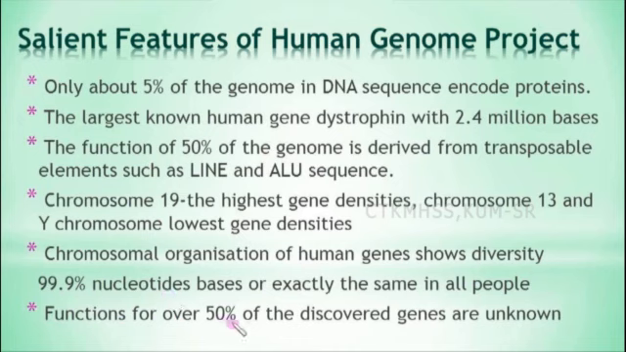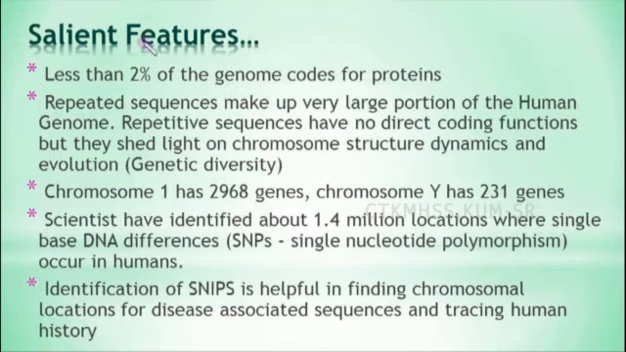Functions for over 50% of the discovered genes are unknown. So only 50% of the functions are known. The functions of the remaining 50% of the genes are yet to be discovered. And less than 2% of the genome codes for proteins.